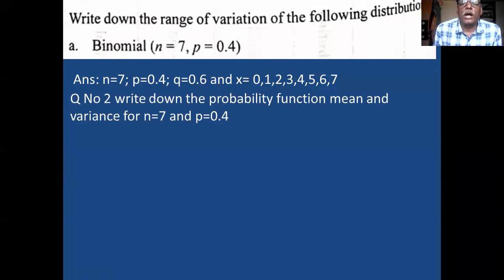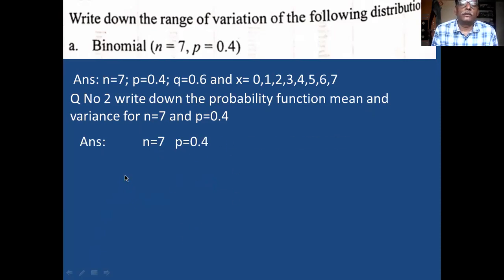Then second question. Write down the probability mass function, mean and variance for n is equal to 7, p is equal to 0.4. N value is 7, p is 0.4. For this, 3 questions are asked. First is the probability mass function, second is the mean, and third is the variance. These 3 are asked. So you note down the given thing. Answer: n is 7, p is 0.4.